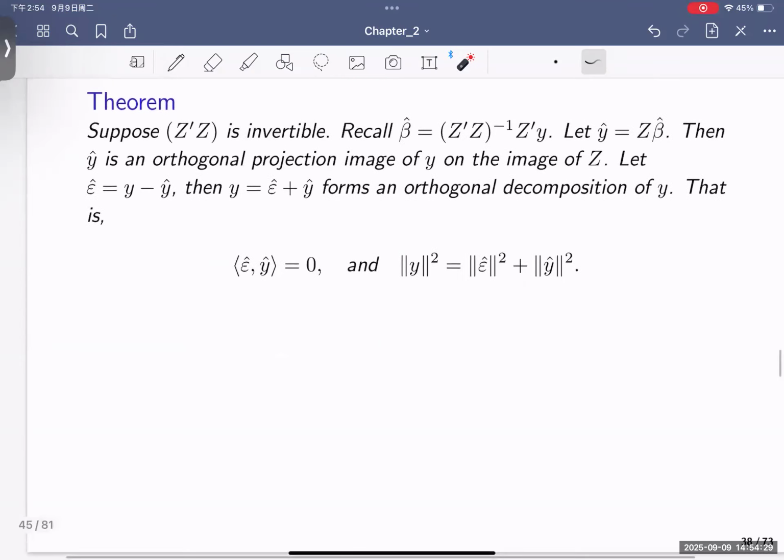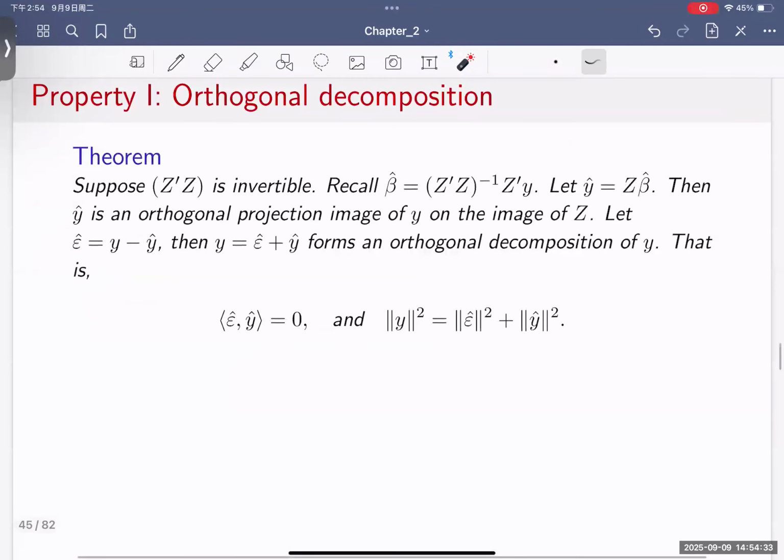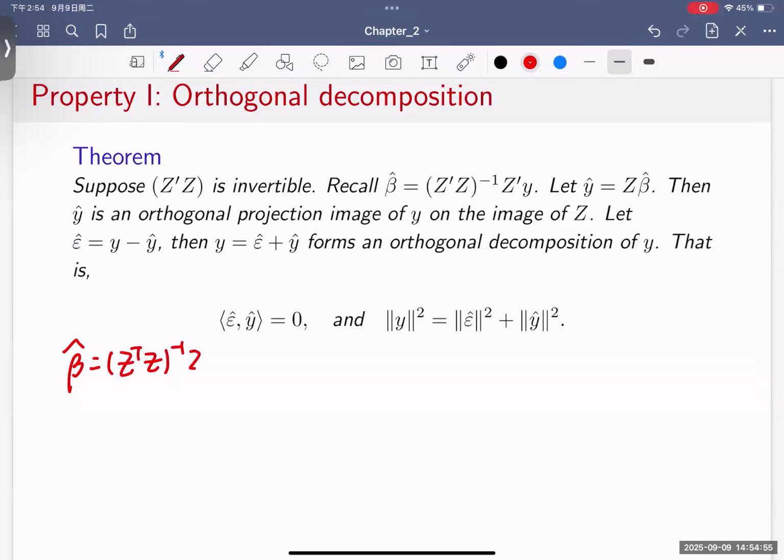So once again, because we have so many estimates, I just proposed several for you. Now we just want to know whether the least square estimate plays a role here. Now suppose that our Z transpose Z is invertible, just to guarantee we can calculate our least square estimate. And after we obtain it, it's the Z transpose Z inverse Z transpose Y.